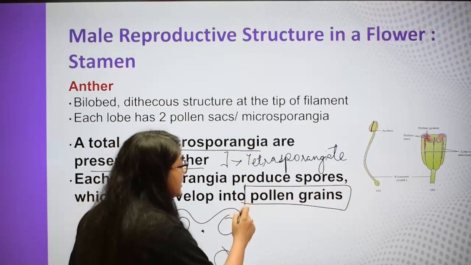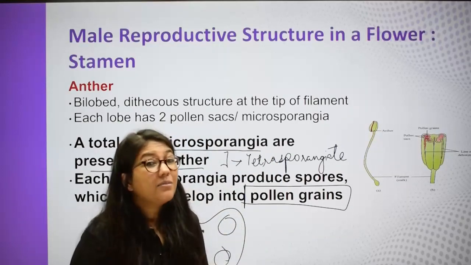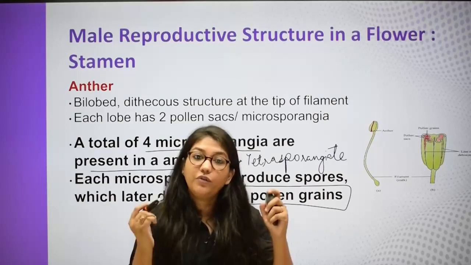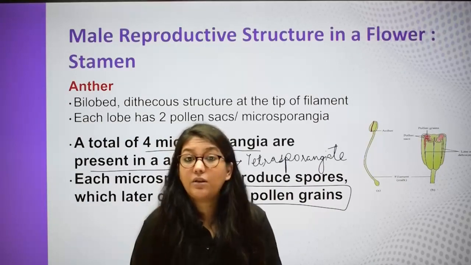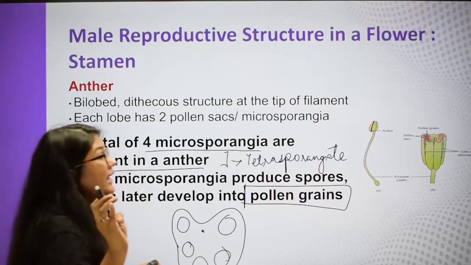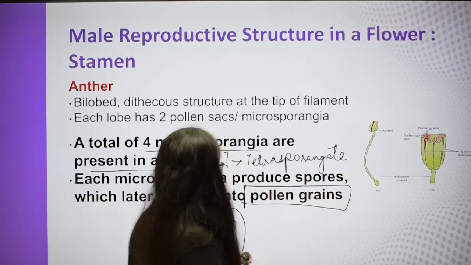Pollen grains are important for us because pollen grains are the ones which are carrying the male gamete, right? And for the process of fertilization to happen, what do we need? We need the male gamete and the female gamete. All right.